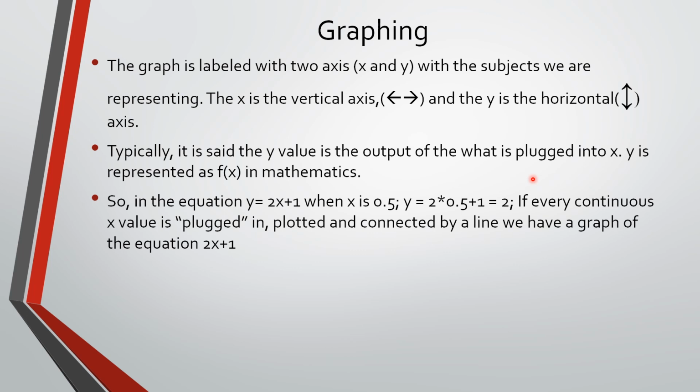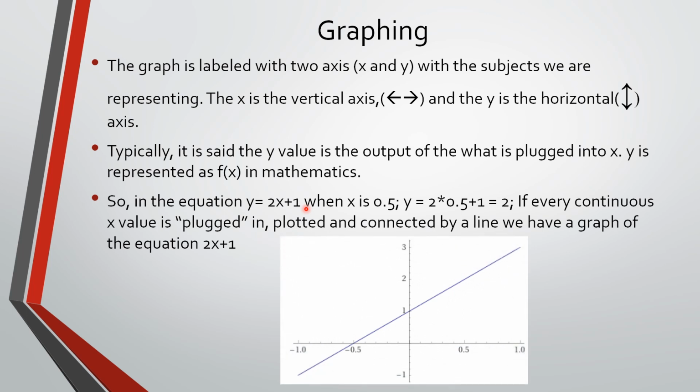So in the equation y equals 2x plus 1, when x is a half, we can just plug that in. We get 2 times a half, which is 1, plus 1, which equals 2. So we can say that when x is a half, the y is going to be a value of 2. So we can see how this is a relationship between just two different ideas. If we plug in every continuous x, plot them and connect them by a line, we have the graph of the equation 2x plus 1. And we'll see it here.